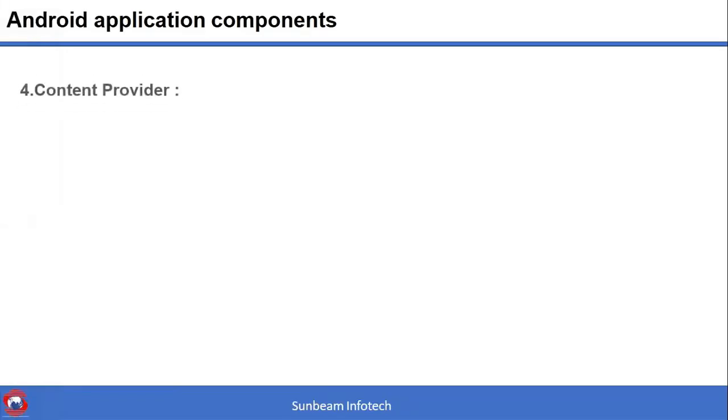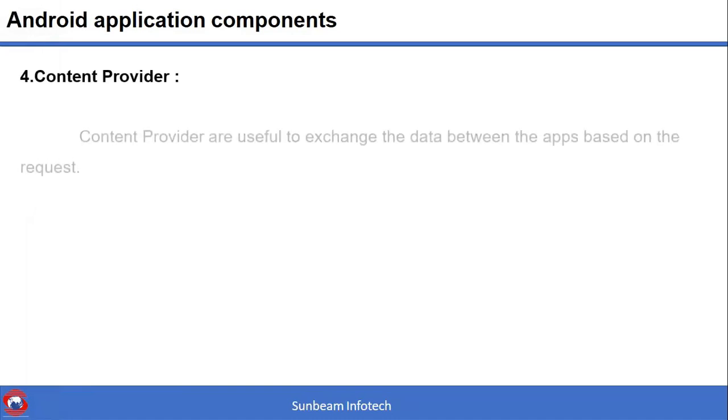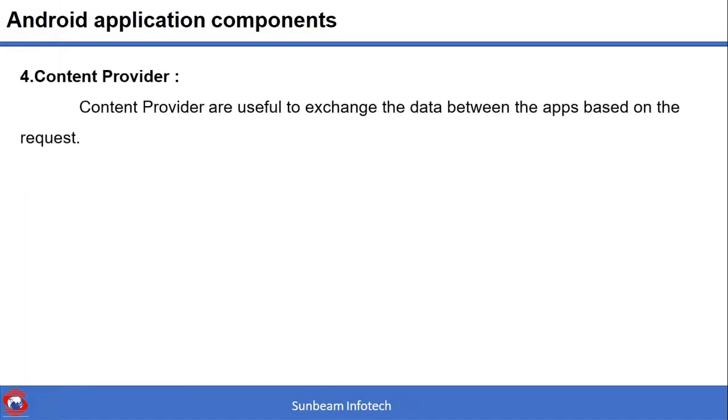Now the next component is content provider. So what is a content provider? Content providers are useful to exchange data between apps on request. That means it's just like a middleman which makes a request to the database, retrieves the data from the database and sends it back to the application.